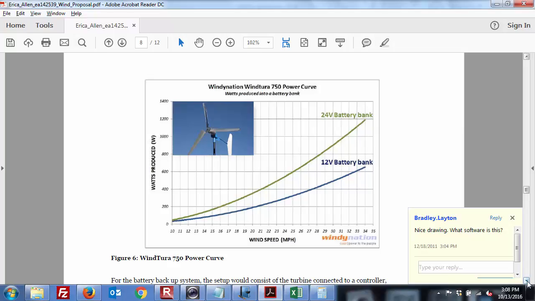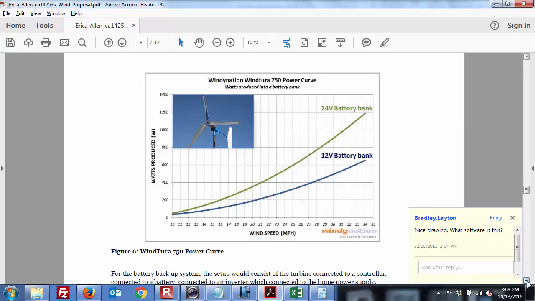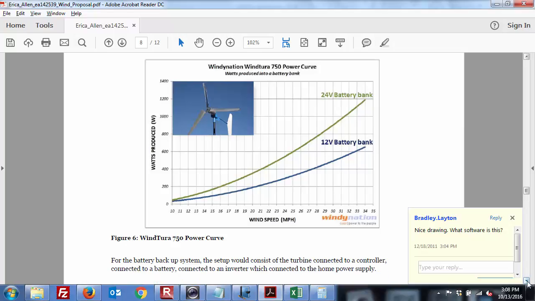It's not clear to me why you're getting more watts produced into a battery bank. That's a little bit of a head scratcher here. What do you mean? Well, for these wind speeds, the watts produced makes sense, but why the battery banks are affecting it is not immediately clear to me.